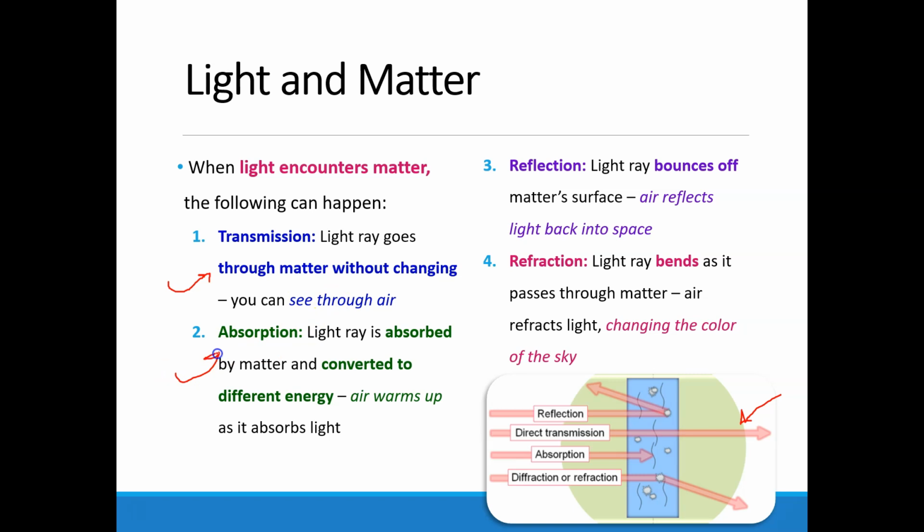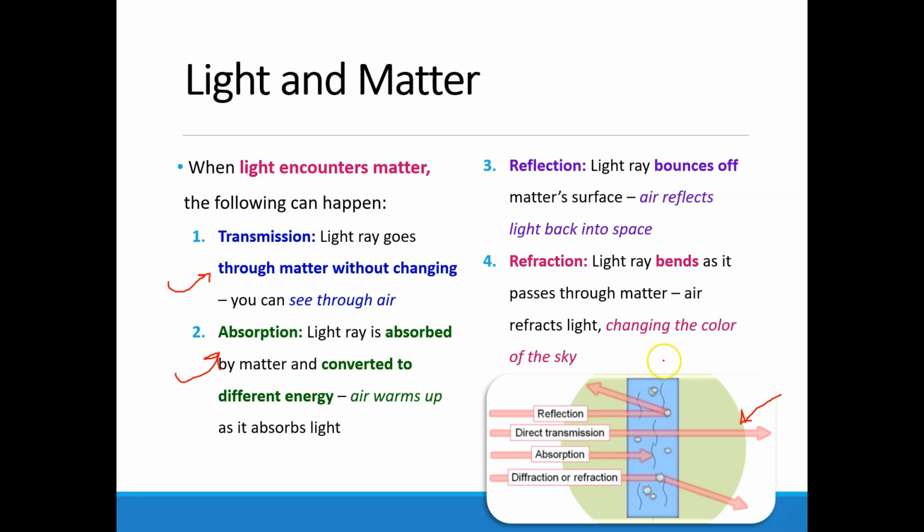Absorption, this means that light actually gets absorbed and converted into heat, right? So when something absorbs it, it gets warmer. That's why air warms up as it absorbs light. Reflection means light can actually bounce off of a matter surface. So for example, air reflects light off of the Earth, which is why you can actually see the Earth from outer space. The Earth itself is not glowing. Instead, it's reflecting back light from the sun.